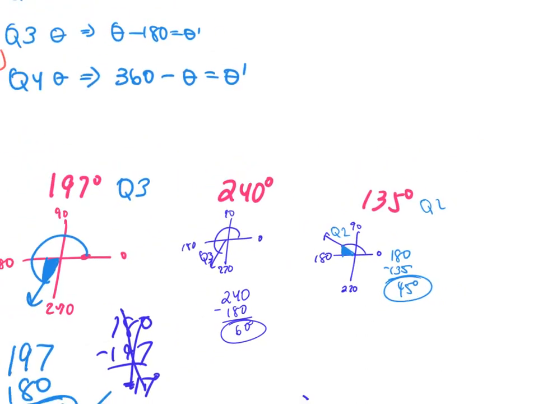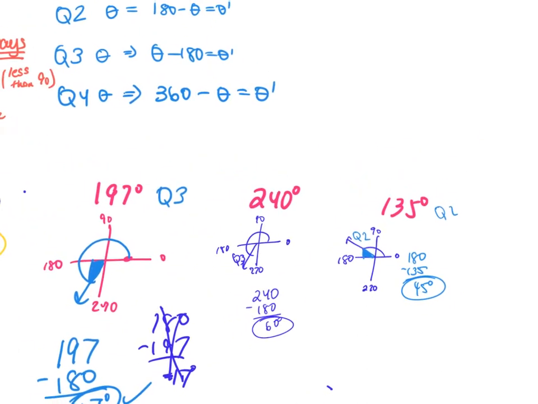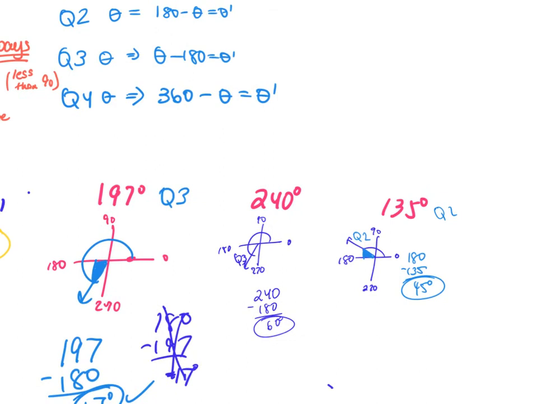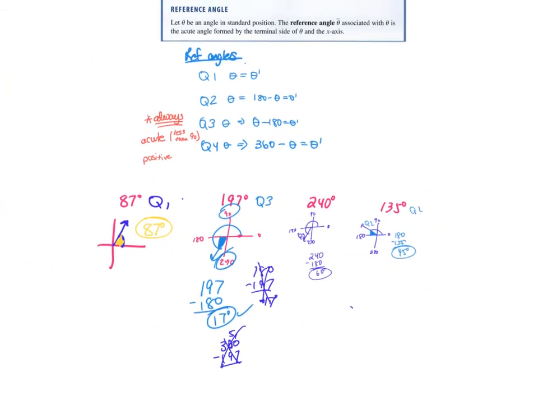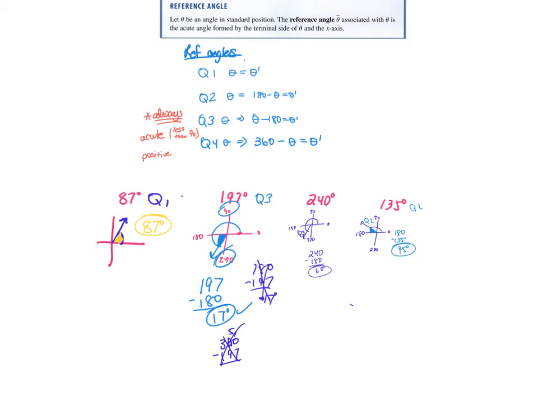For the last one, how come for 197, how come you didn't use 270? You don't use 90 or 270. You always use 180 and 360. That's a good question because reference angles are drawn to the x-axis, not to the y. So that's why. Good job. Good question. All right, you guys okay?